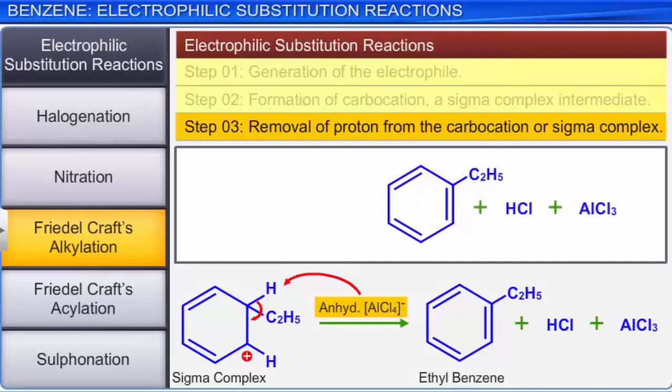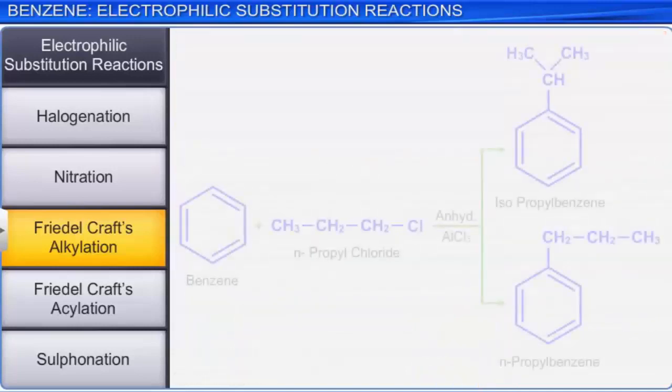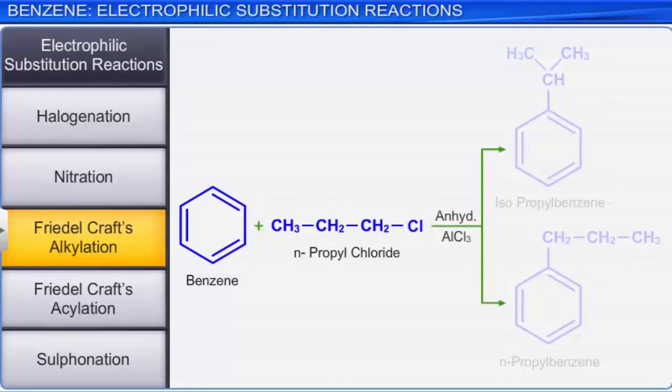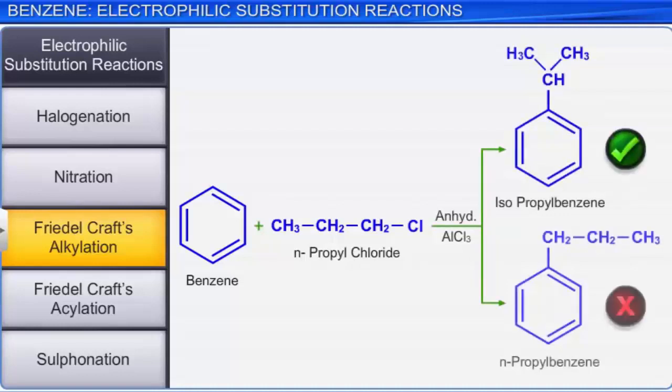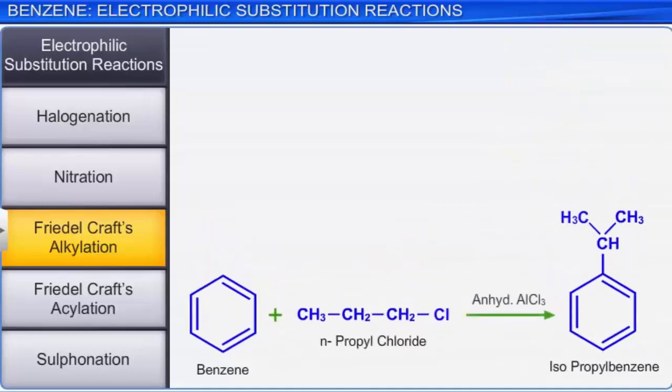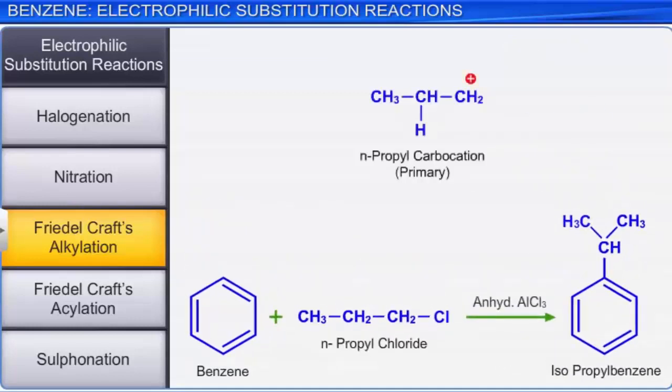It is important to note that in Friedel-Crafts alkylation reaction, when benzene reacts with N-propyl chloride, isopropyl benzene instead of N-propyl benzene is formed. This is due to the fact that the less stable primary carbocation formed in this step rearranges to a more stable secondary carbocation. Hence, isopropyl benzene is the result.